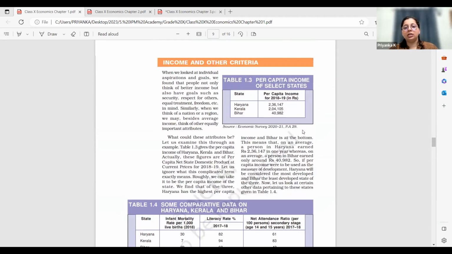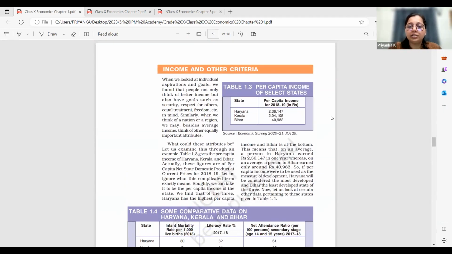Now, there is a chart, table 1.3. This is from the 2020-21 economic survey done by the central government, and they have taken the case of Haryana, Kerala and Bihar. The per capita income of Haryana in 2018-19 was rupees 2,36,147. For Kerala, it was 2,04,105.